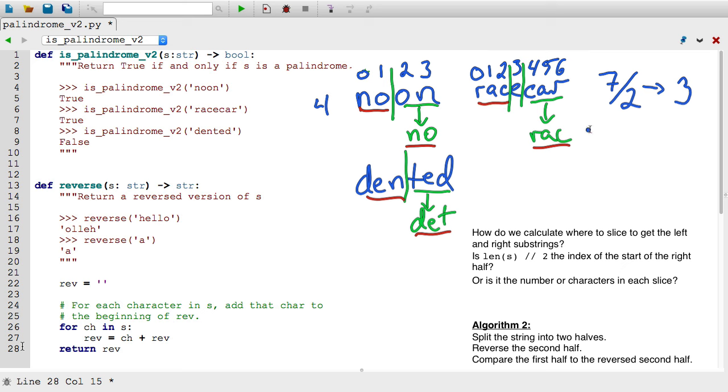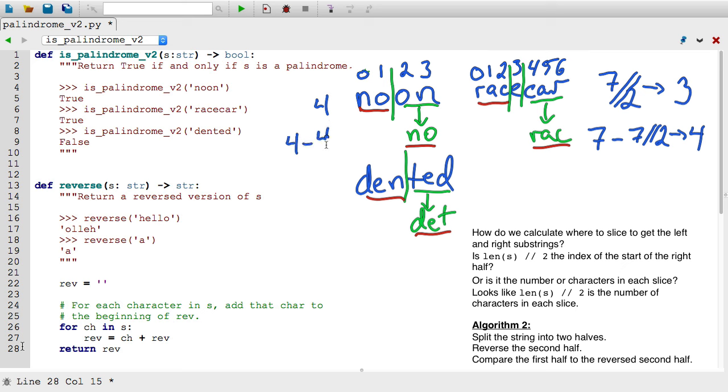I can take the length and subtract 7 integer divided by 2. 7 integer divided by 2 is 3. Oops, I forgot a slash there, sorry. 7 minus 7 integer divided by 2. That gives me 4, which is the first index of the character that I want. Now, is that going to work over here?